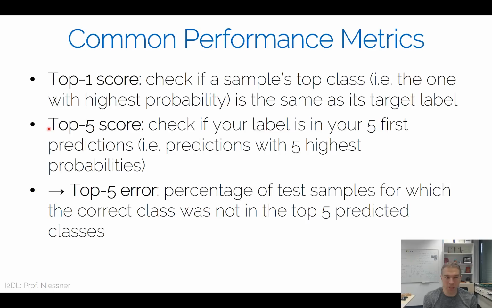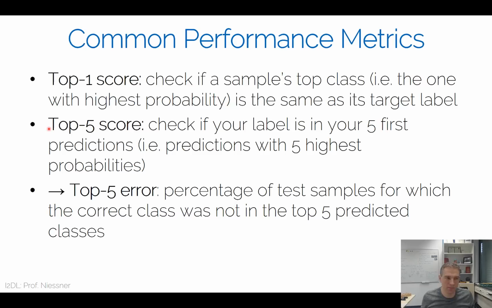So the five predictions with the five highest probabilities: is any of my top five probabilities the ground truth label? If any of them has the ground truth label in it, then you're going to accept it according to the score as the right class, because you were, quote unquote, good enough, right?